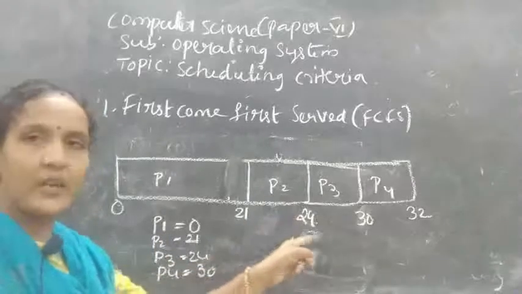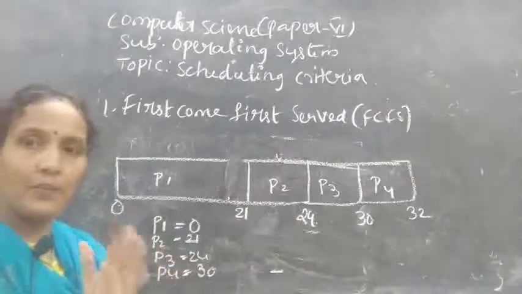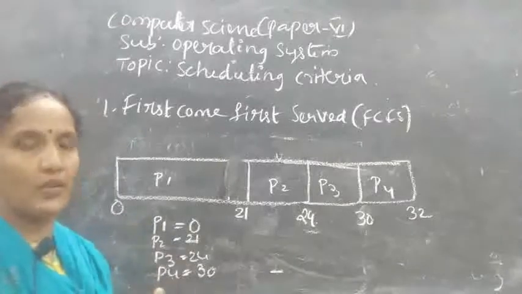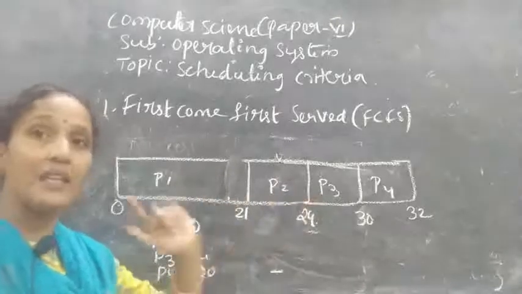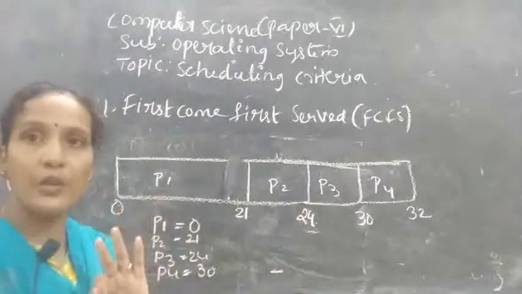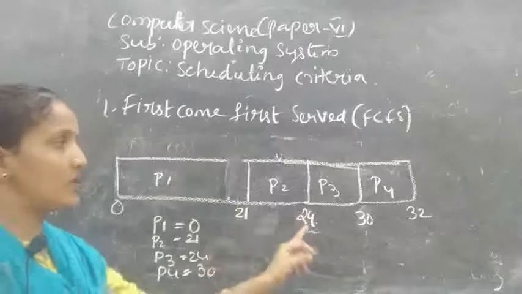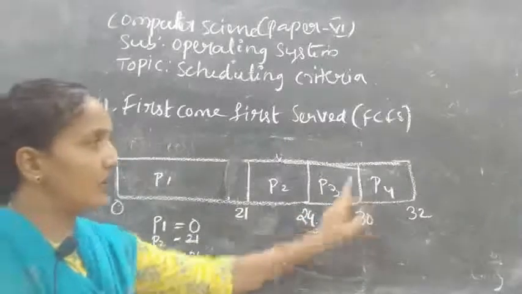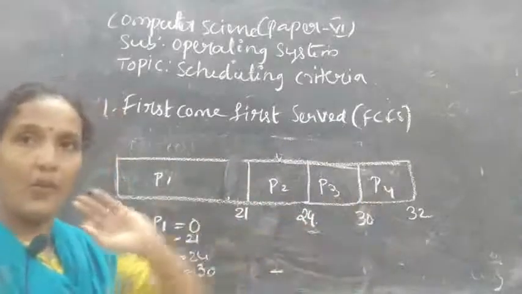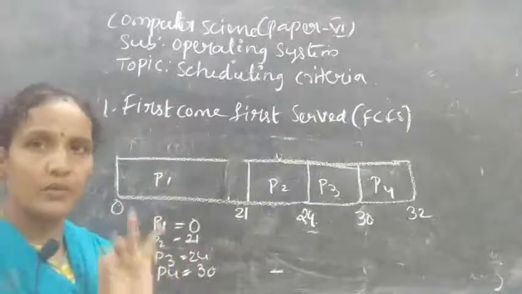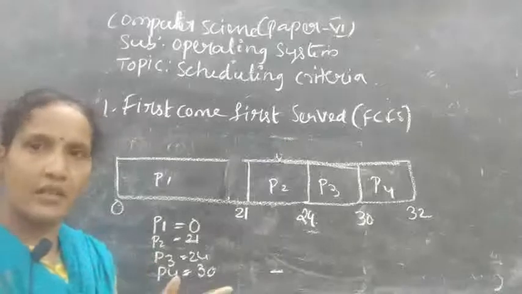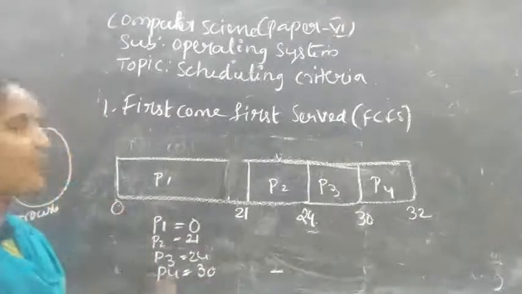Now P2 waited till P1 completed its execution, so it is 21. Now P3 waited till P1 and P2 completed their execution, so that is 24. Now P4 waited in the ready queue till P1, P2, and P3 completed their execution. So that is why it is 30.